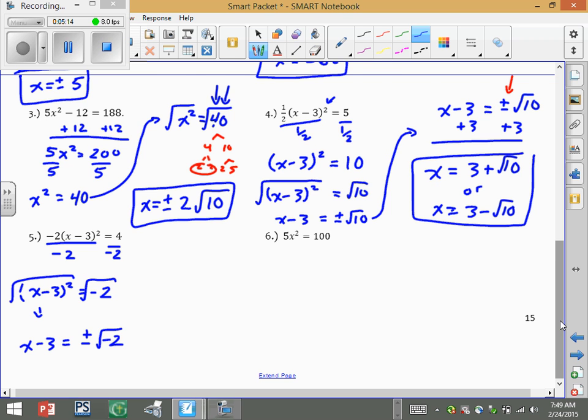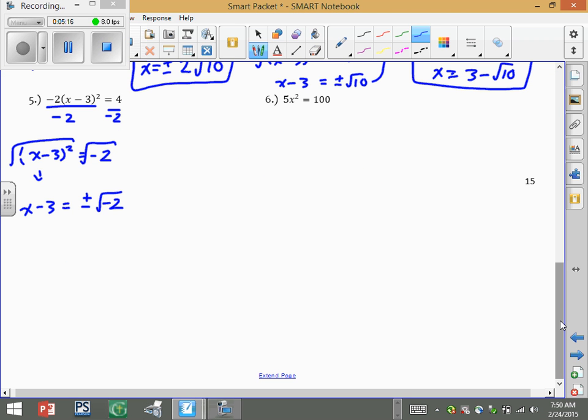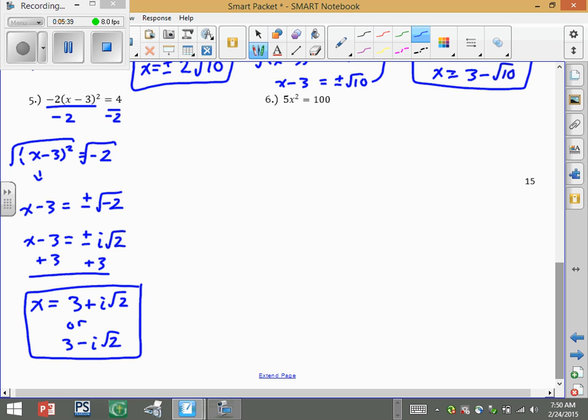Now, we cannot simplify the negative 2. However, for the 2, we can pull out an i. So we can go to this point right here, plus or minus i square root of 2. And then we can move this 3 over, add 3 to both sides. So x equals 3 plus i square root of 2, or 3 minus i root 2. So those are my two options for x.